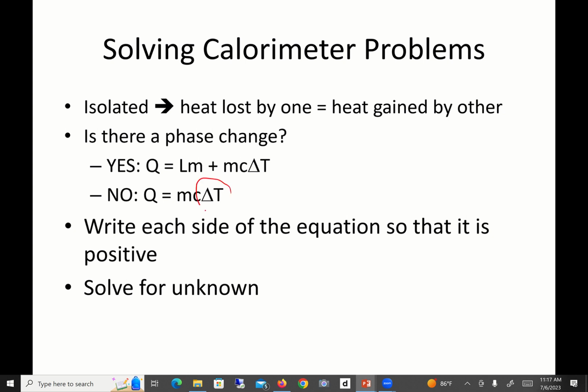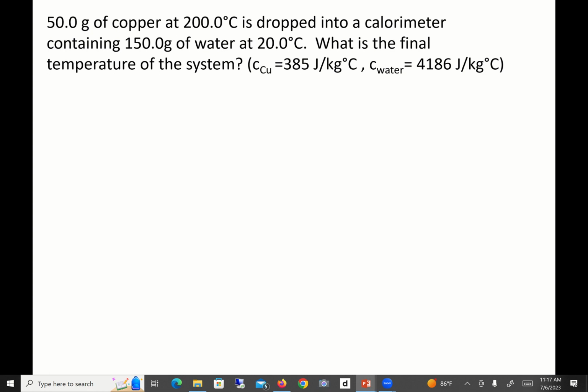So what I mean is make sure that delta T is such that it's going to give you a positive number, and solve for the unknown. So let's do an example.